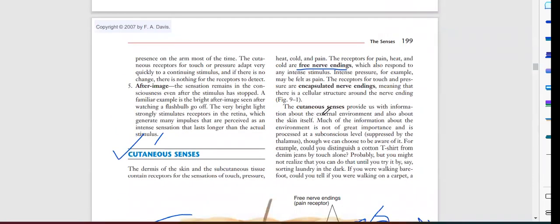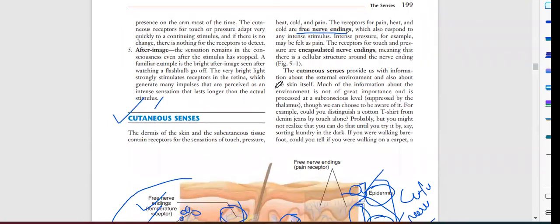The cutaneous senses provide us with information about the external environment and also about the skin itself. Much of the information about the environment is not of great importance and is processed at a subconscious level. So you choose to be aware of it. For example, could you distinguish a cotton t-shirt from denim jeans by touch alone?